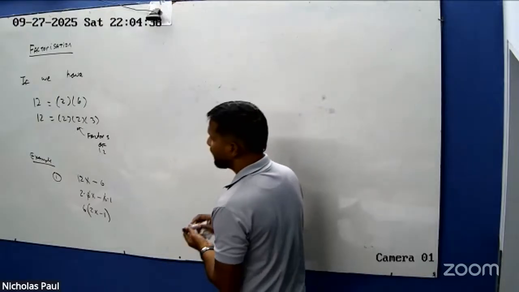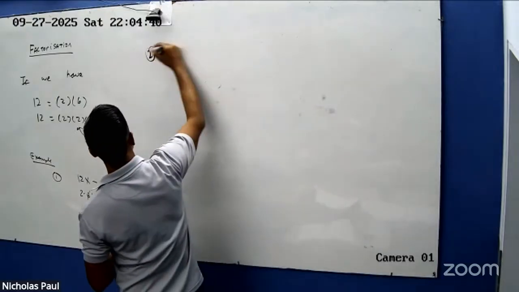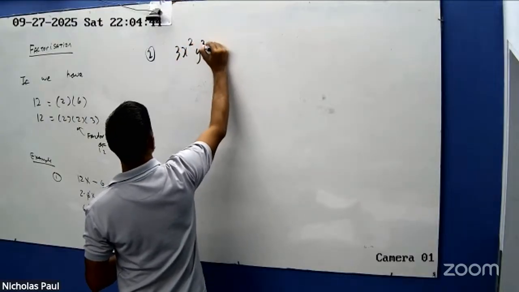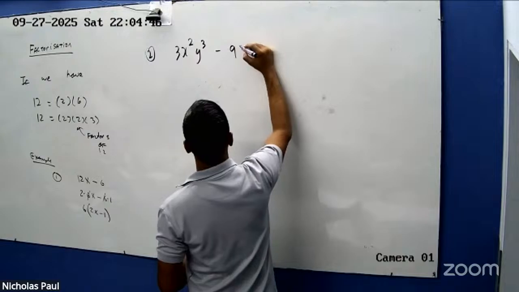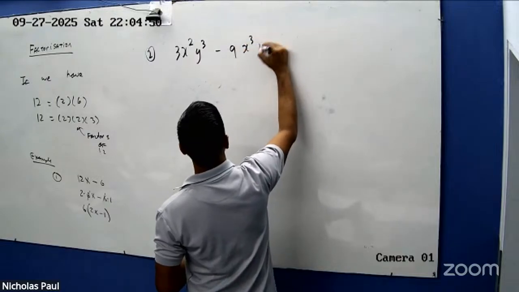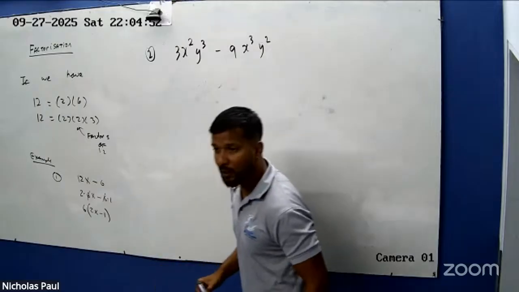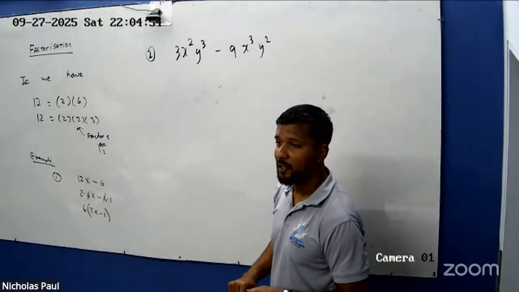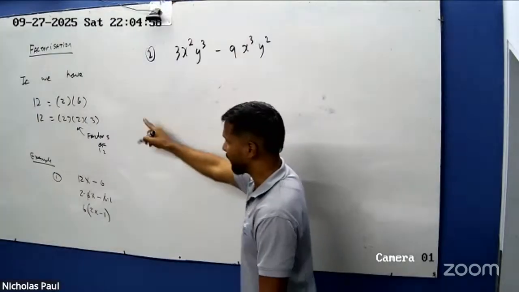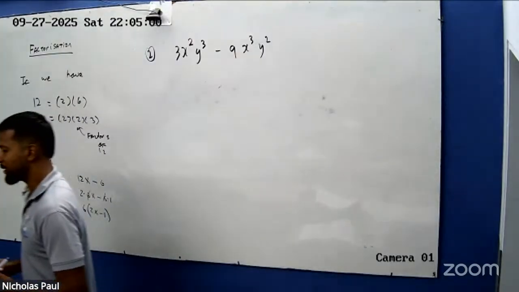So if I gave you something like this, 3x squared y cubed minus 9x cubed y squared, how do we factorize that? What you have to look for is common terms in both of them. You'll have to copy that down, and then we go to numbers.